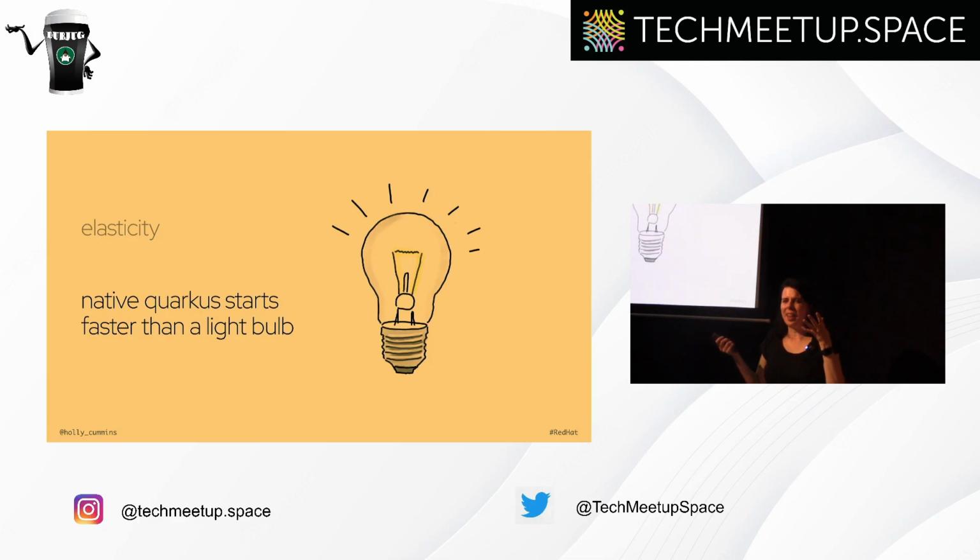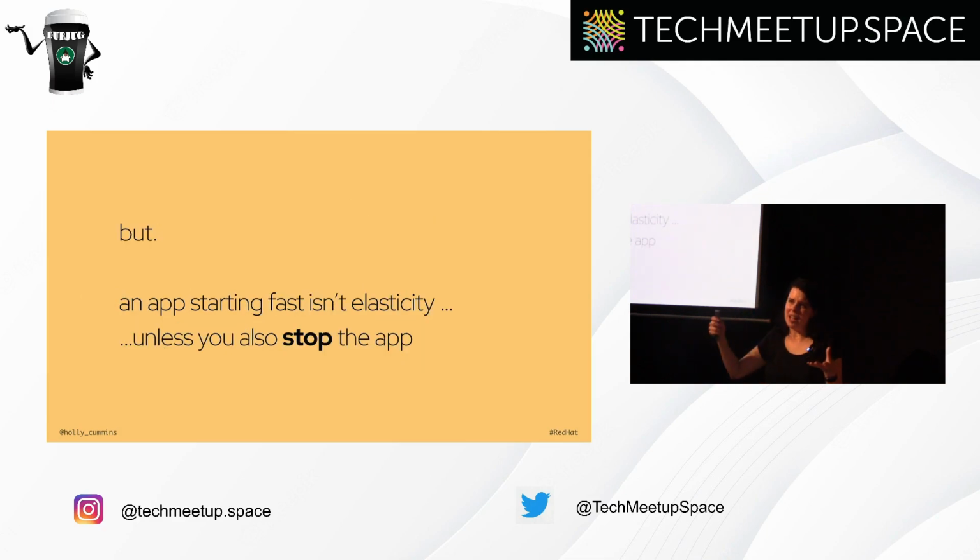But an app starting fast isn't elasticity unless you also have the other things around it, like the resiliency, like actually having the processes to stop the applications. So you really need to think about that whole picture of not just, this starts really fast, but this starts fast, which enables me to stop it more often, which enables it to be off more of the time. And that's where the savings come from.